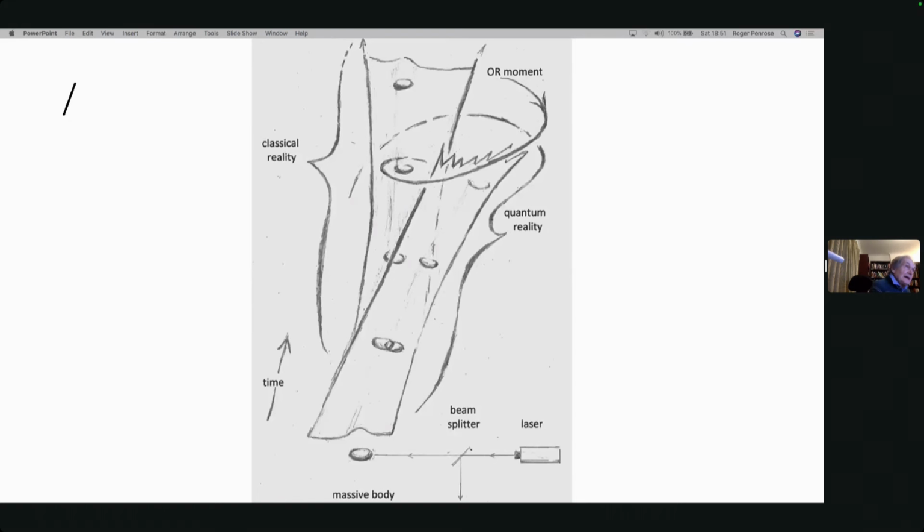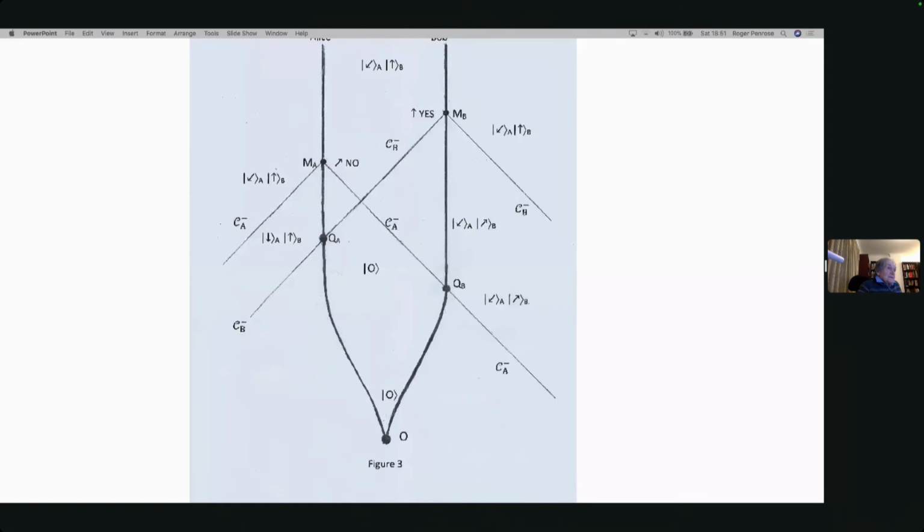But there is something kind of curiously retroactive about this. It seems to go backwards in time to establish what the reality is, which is a kind of strange idea. But it seems to be what you need in order to make sense of things like this. This is a sort of Einstein-Podolsky-Rosen type of experiment, where, again, it's a space-time picture. The picture is going up from bottom to top.